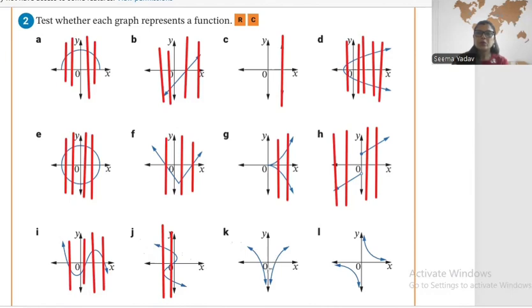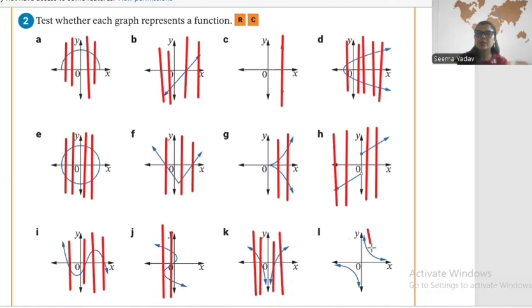Now for the next problem, if I draw a vertical line, we can see any vertical line will cut this graph at once. So the given graph represents a function.